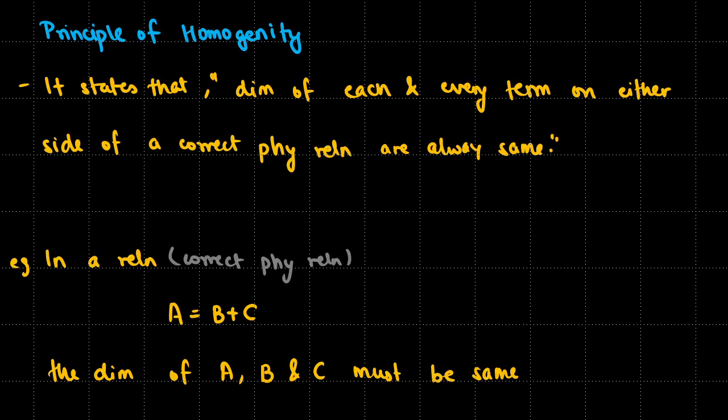So I hope you understood what the principle of homogeneity means. Let's look at it once more. Dimension of each and every term on either side of a correct physical relation are always same, because when you're adding or subtracting, they must be the same quantity. When you're multiplying or dividing, it does not matter, but when you're adding, subtracting, equating, they must be equal. So that's the gist of it. I hope you understand the video.